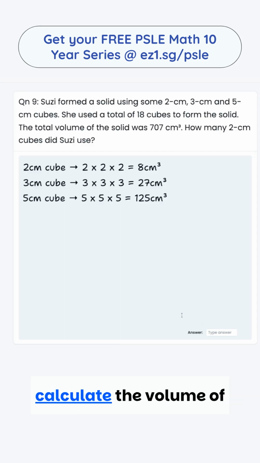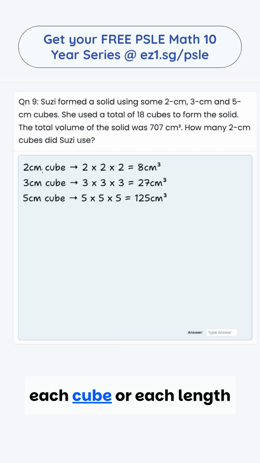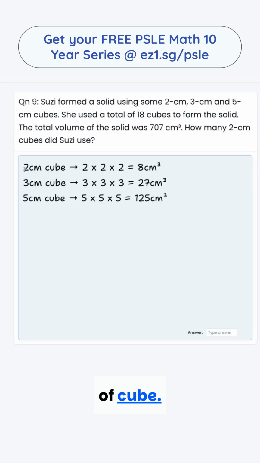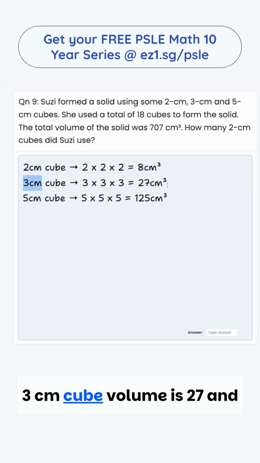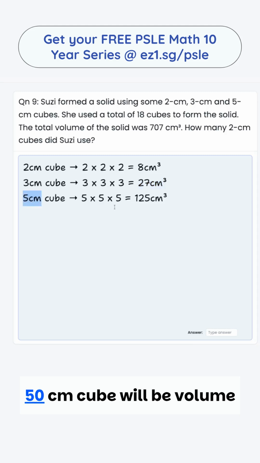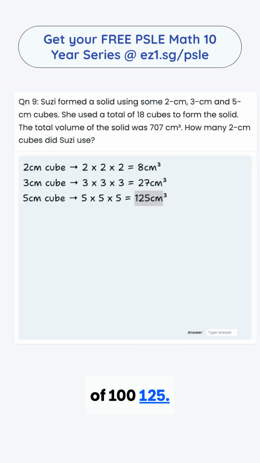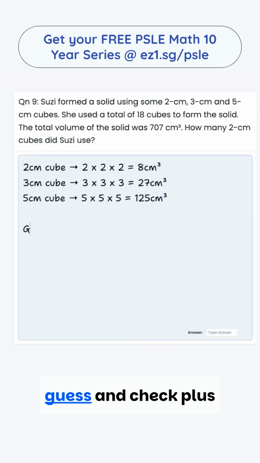So in this case, we want to calculate the volume of each cube. The 2 cm cube volume will be 8, the 3 cm cube volume is 27, and the 5 cm cube volume is 125. So we are going to use guess and check plus assumption.